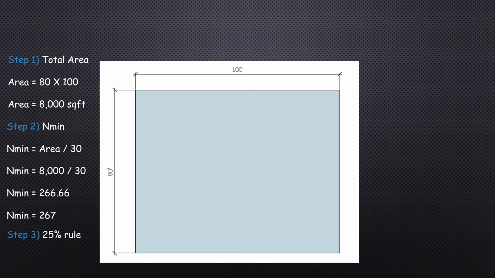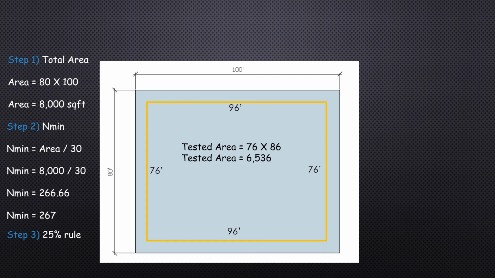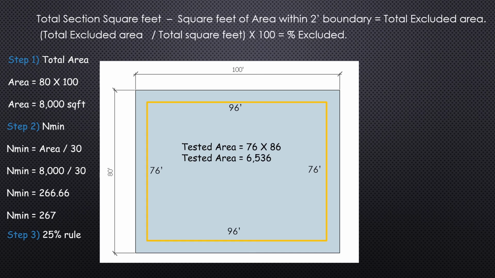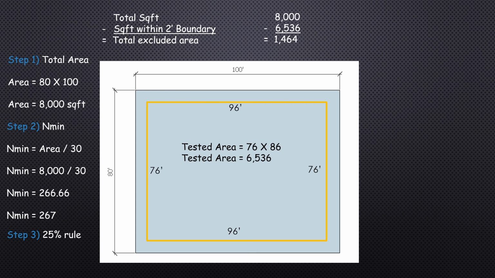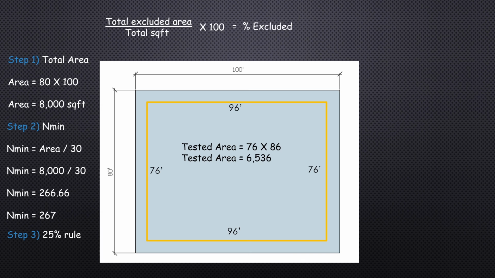Step 3. Let's calculate the amount excluded with a 2-foot boundary. We have to make sure that we can in fact use the 2-foot boundary rule for our run layouts. To get the percent excluded, use this equation. Let's do this one piece at a time. Total section square feet minus square feet of tested area within the 2-foot boundary is equal to the total excluded area. So 8,000 square feet is our total area subtracted by the measured area within the 2-foot boundary equals 1,464. Now let's do the other half of this equation.